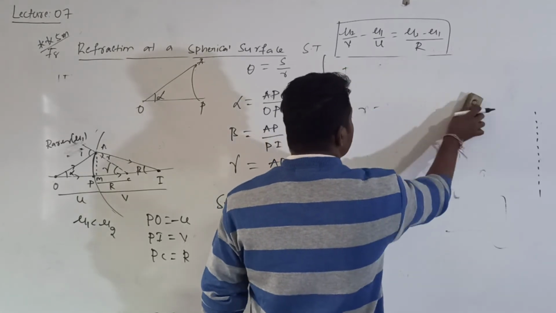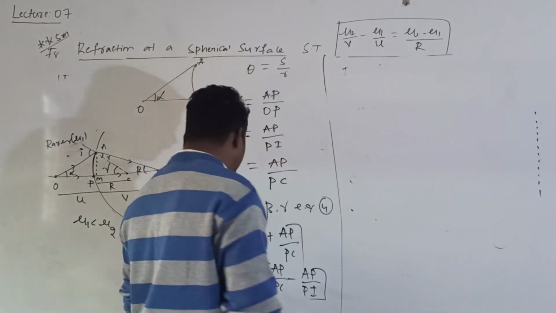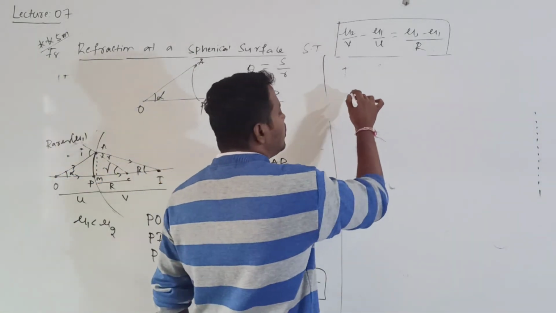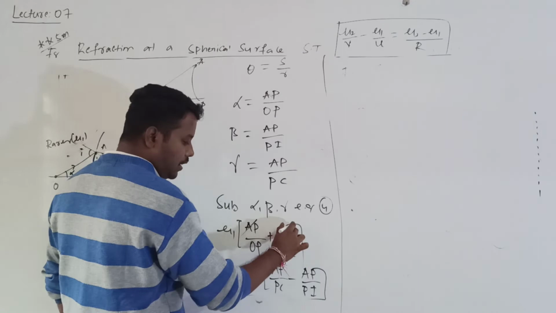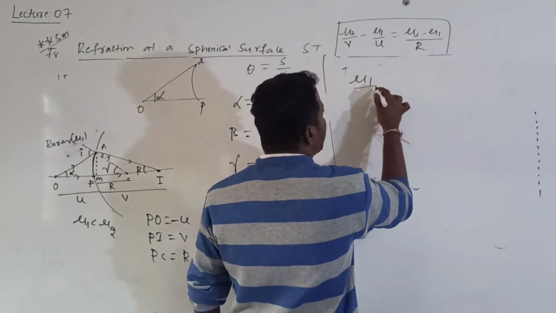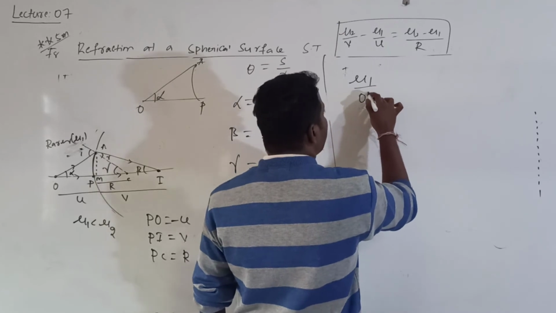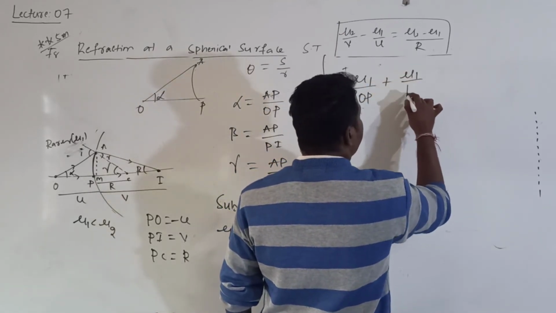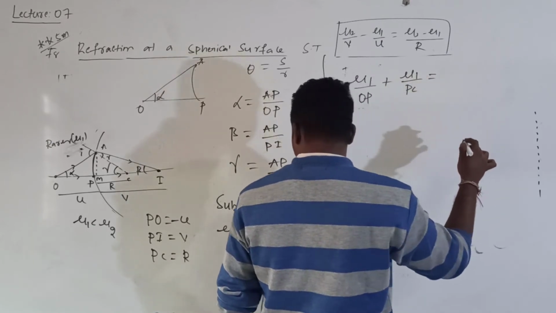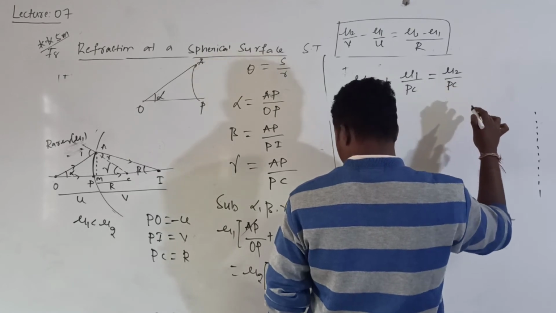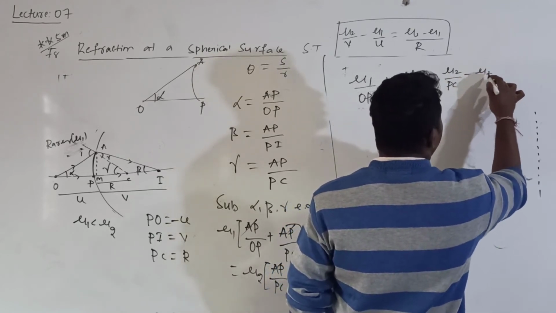So after substituting the values, now let us check it. In all the terms, AP is common. So AP, can I cancel? AP term is cancelled. Then what is left? Mu1 by OP plus mu1 by PC will be equal to mu2 by PC minus mu2 by PI.